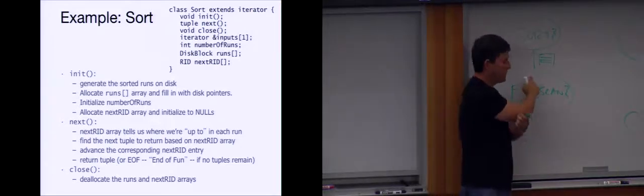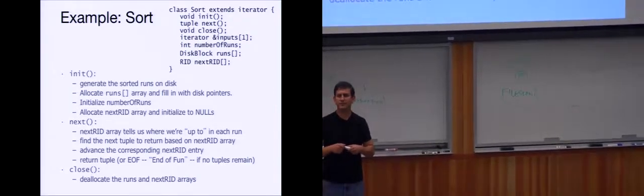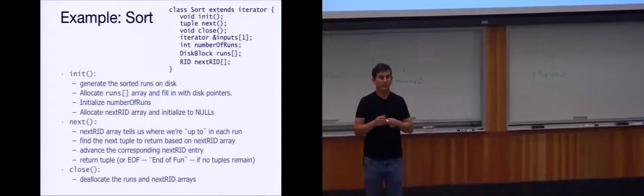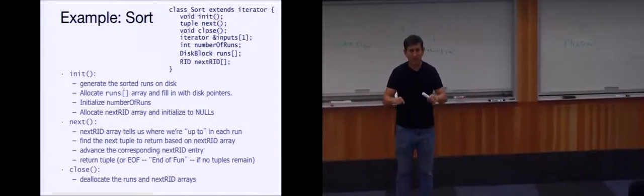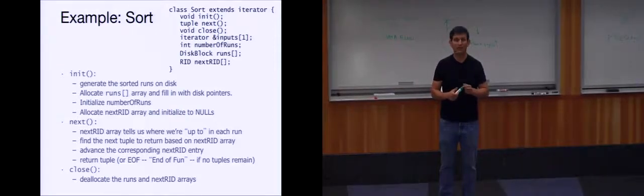What if this guy's really slow, and the sorting guy is really fast? What happens to the sorting guy? The file scanner's really slow. The sorting guy's like, I'd love to have a next tuple. What do you do about that?